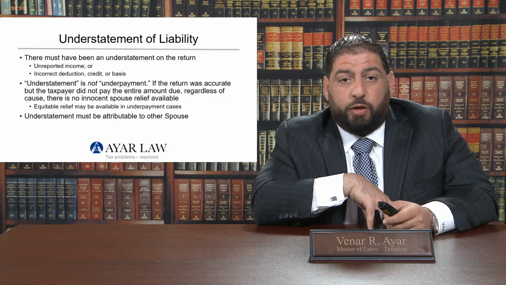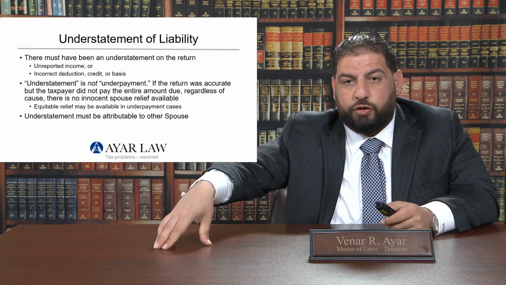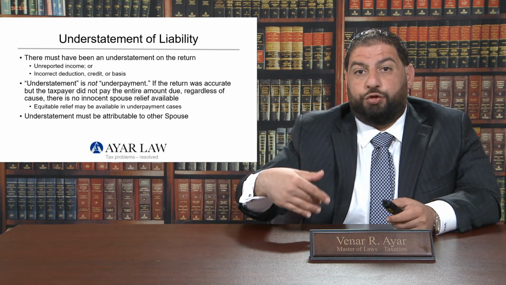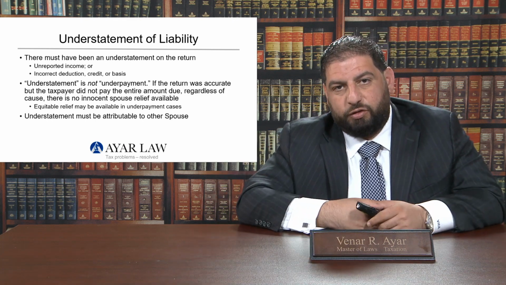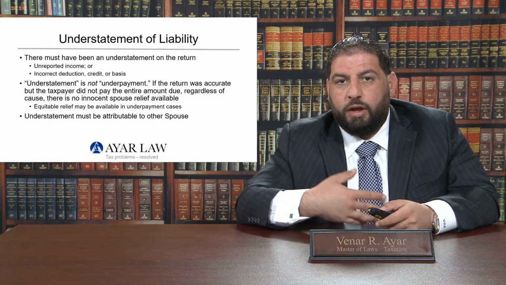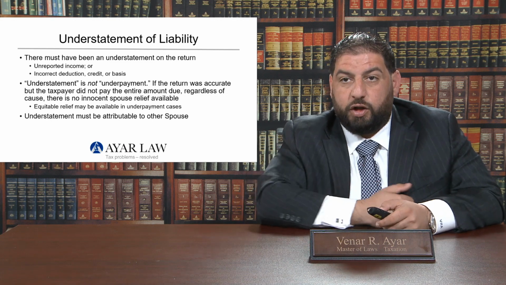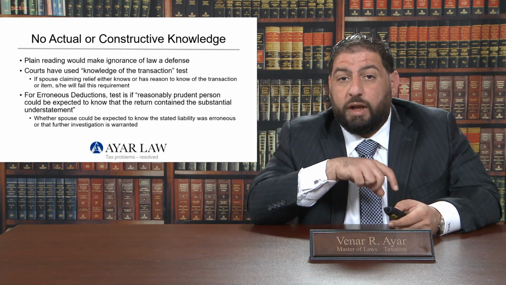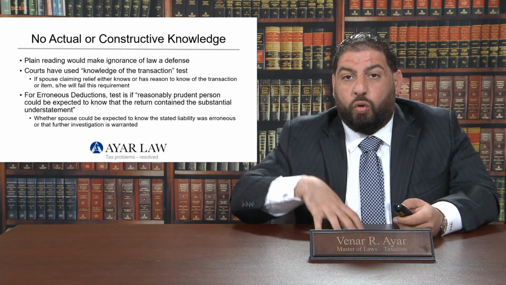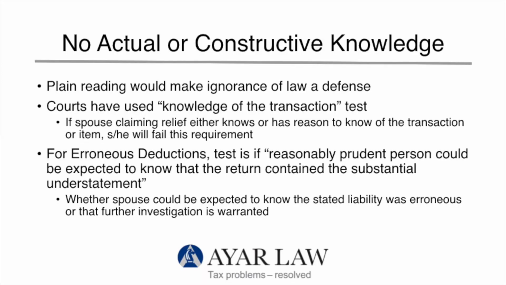The understatement of liability must also be attributable to the other spouse. If it was your income that was left off the return, don't go and claim innocent spouse later. You're not going to get very far. It has to be the other spouse's income that was left off the return. You also have to show that you did not have actual or constructive knowledge of the return's inaccuracies.